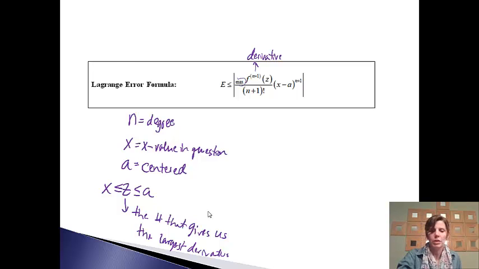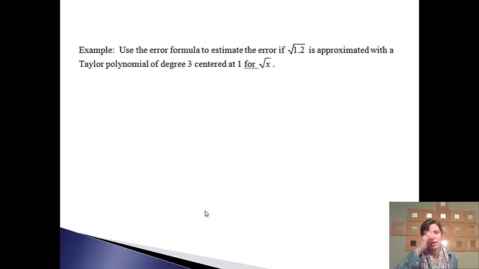All right, so we are going to go right into an example. This says to use the Lagrange error formula to estimate the error if the square root of 1.2 is approximated with a Taylor polynomial of degree 3 centered at 1 for the square root of x. So we're using our function as the square root of x. Notice we really don't care what the polynomial is. We just want to know, does degree 3 do it for us? Does it give us an answer that is close?